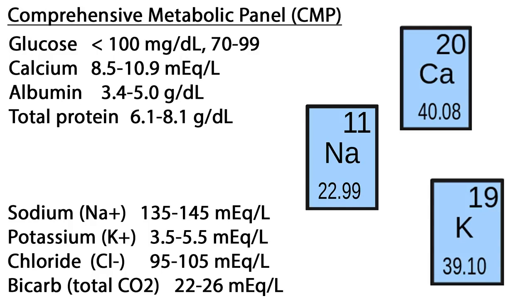Chloride moves in and out of the cells to help maintain acid-base balance. Normal range is 95 to 105 milliequivalents per liter. Bicarbonate, or total CO2, is released and reabsorbed by the kidneys and helps maintain a stable pH level. Normal range is 22 to 26 milliequivalents per liter.